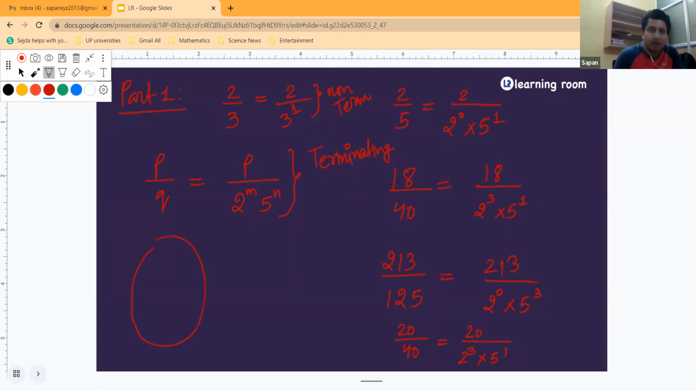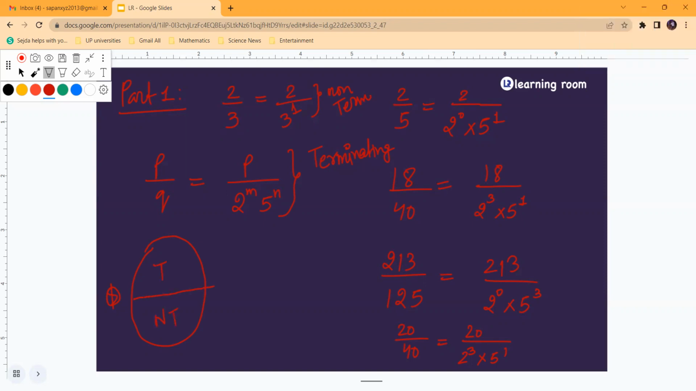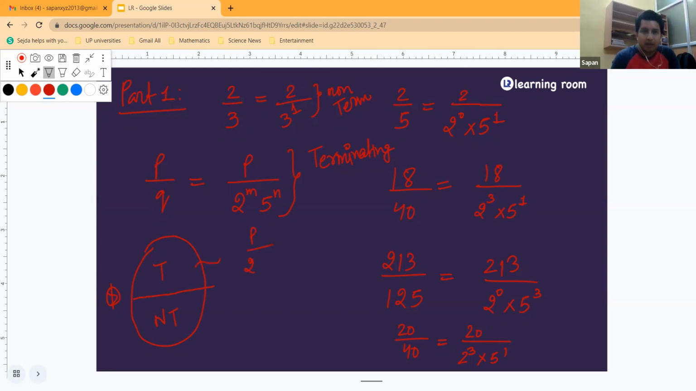So it's like this. Let's say I bring all the rational numbers in this bag. These are all the rational numbers. There are two types of rational numbers, terminating and non-terminating. The trick to identify a terminating number is that its rational form will look like p divided by 2 power m into 5 power n. And a non-terminating number does not look like this.